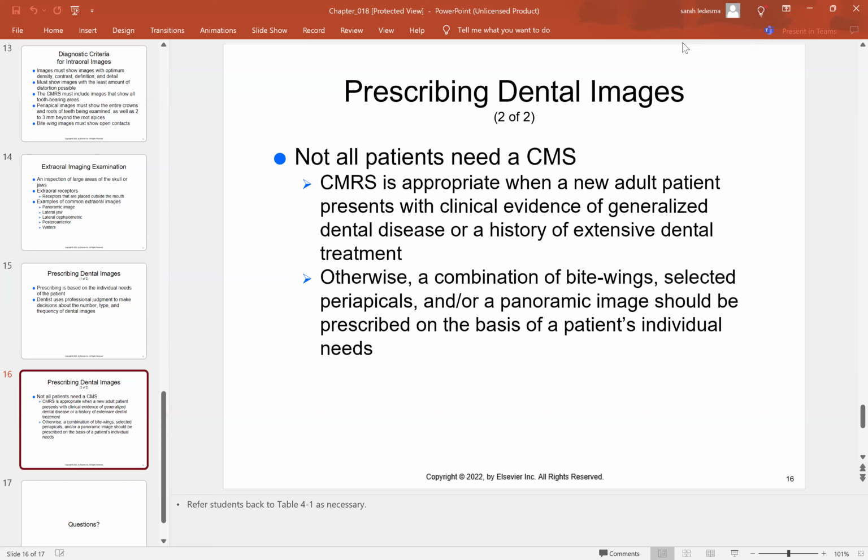A CMS is appropriate when a new adult patient presents with clinical evidence of generalized dental disease or a history of extensive dental treatment. Otherwise, a combination of bite wings, selected periapicals, and/or a panoramic image should be prescribed on the basis of a patient's individual needs.